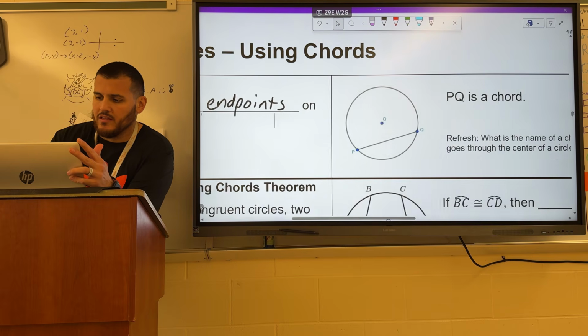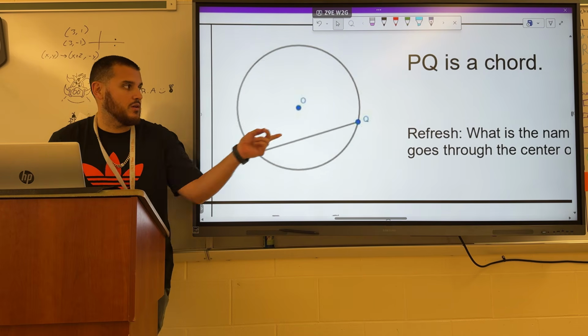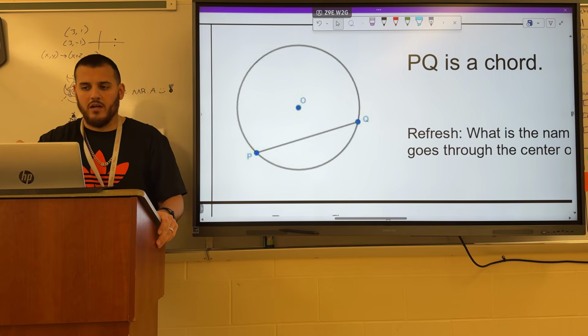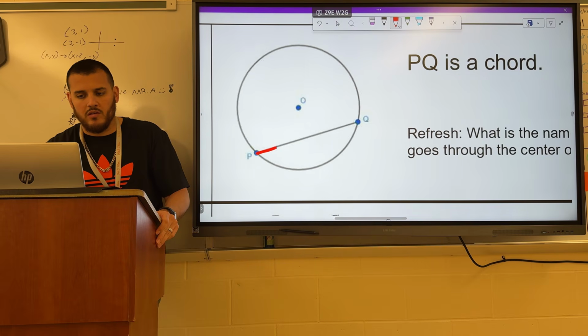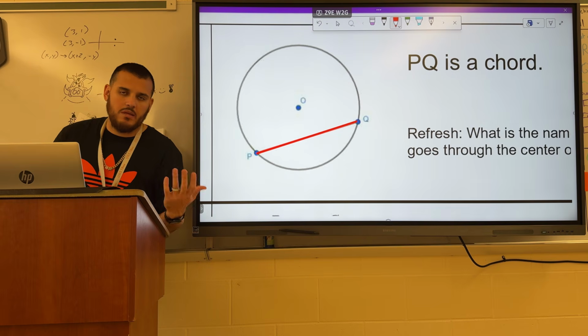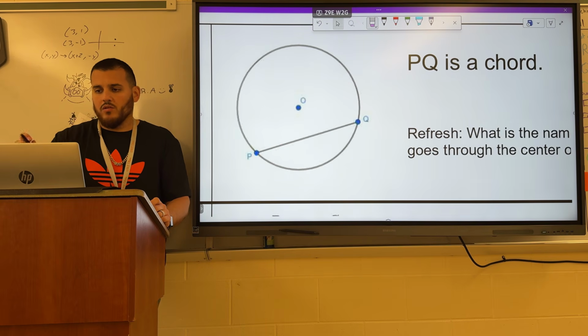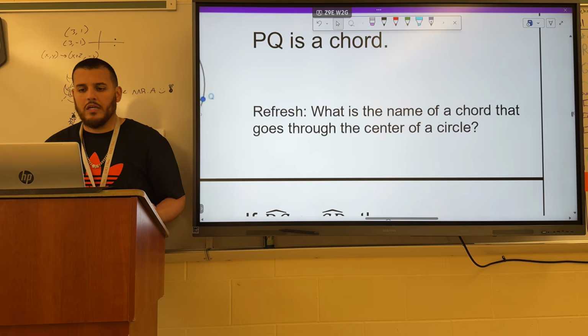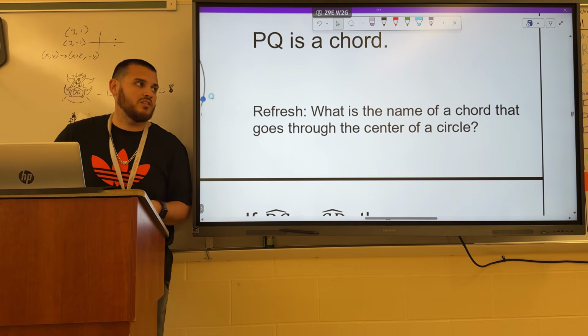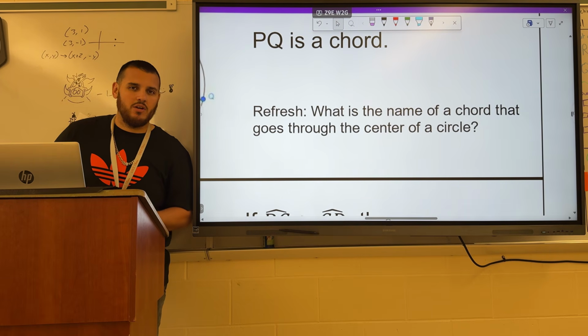So as we look at this circle O, remember we named circles based off the center point, there's a chord there. Point P and point Q are on the circle. This segment connects them. That means PQ is a chord. We have a little refresher question here. What do you call a chord that goes through the center of a circle? That is called a diameter.